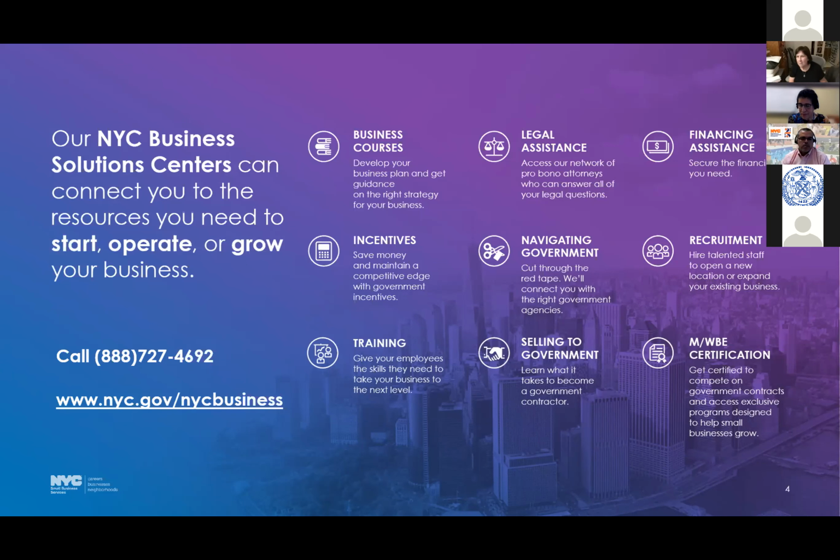Businesses can take advantage of these services by calling our hotline, which is the number you see on the screen, 888-727-4692, or they can go to the URL www.nyc.gov/NYCbusiness. These services are available at every business solution center in the 5 boroughs. We have 1 in each borough, and I think 1 borough might have 2, I think it's Manhattan. Depending on where you are in the city, you can go local to wherever the business solution center is.